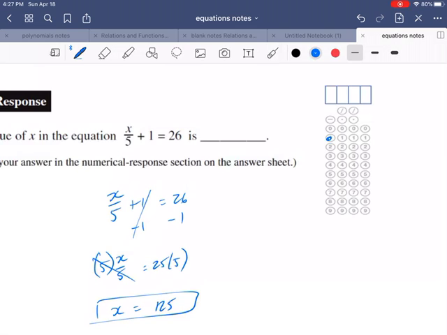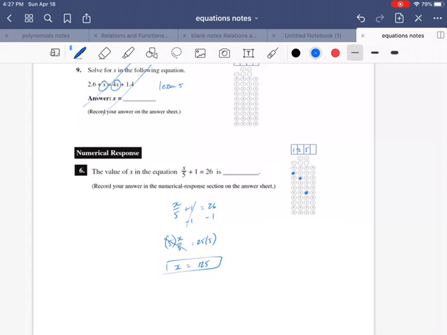So if you filled that in, you do 1, 2, and 5. And that would be your answer.